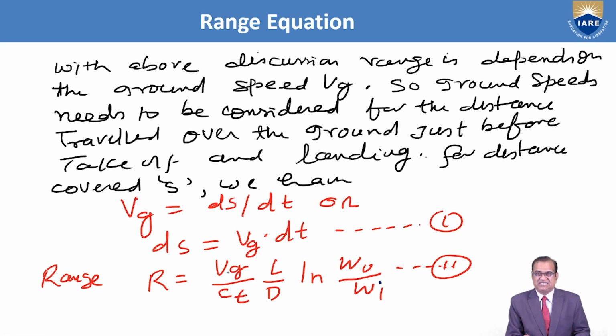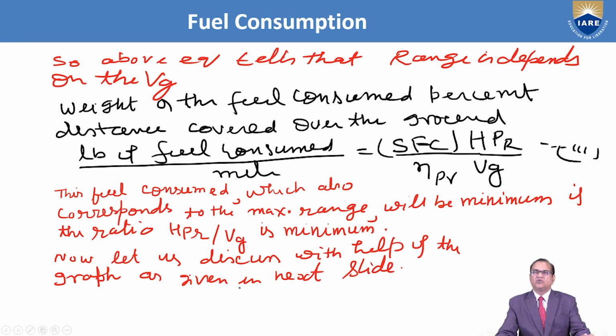We have to use Vg by Ct. Vg is the ground velocity, L by D is the lift by drag ratio, Ct is the fuel consumption of the aircraft. So now fuel consumption. The above equation tells that range depends on the Vg. Weight of the fuel consumption.